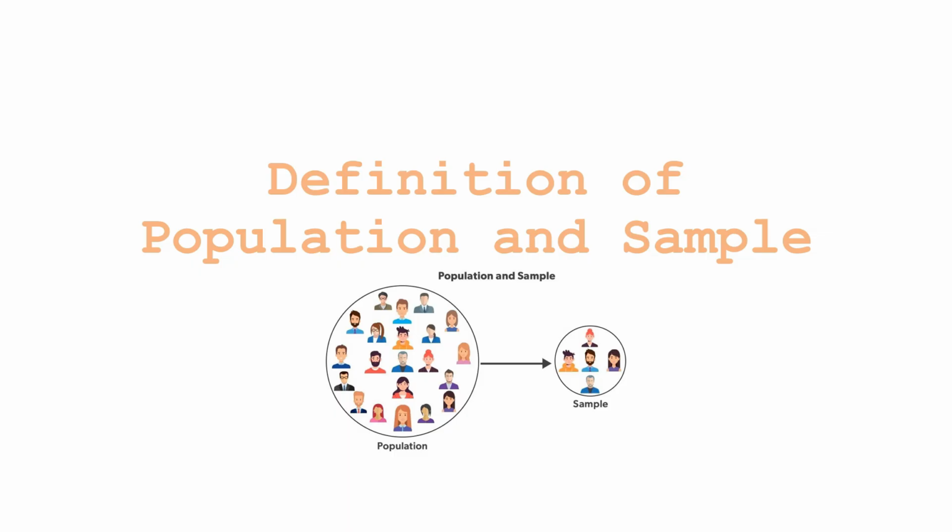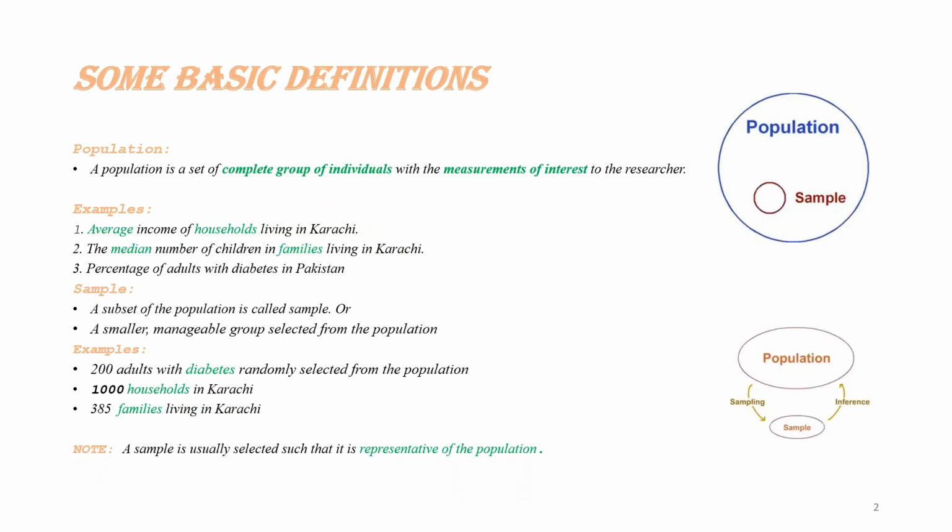Now, basic concept of biostatistics. Definition of population and sample. What is the population and what is the sample? And what is the difference between sample and populations? A population is a set or complete group of individuals with the measurement of interest to the researcher.